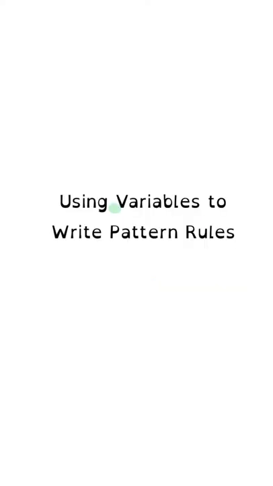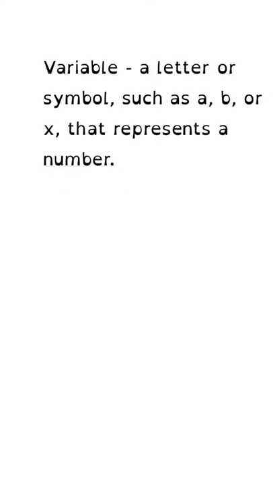This video is going to discuss using variables to write pattern rules. Let's first start off with a couple of definitions. So the first term that you need to know is variable. And a variable is either a letter or a symbol, such as A, B, or X, that represents a number.